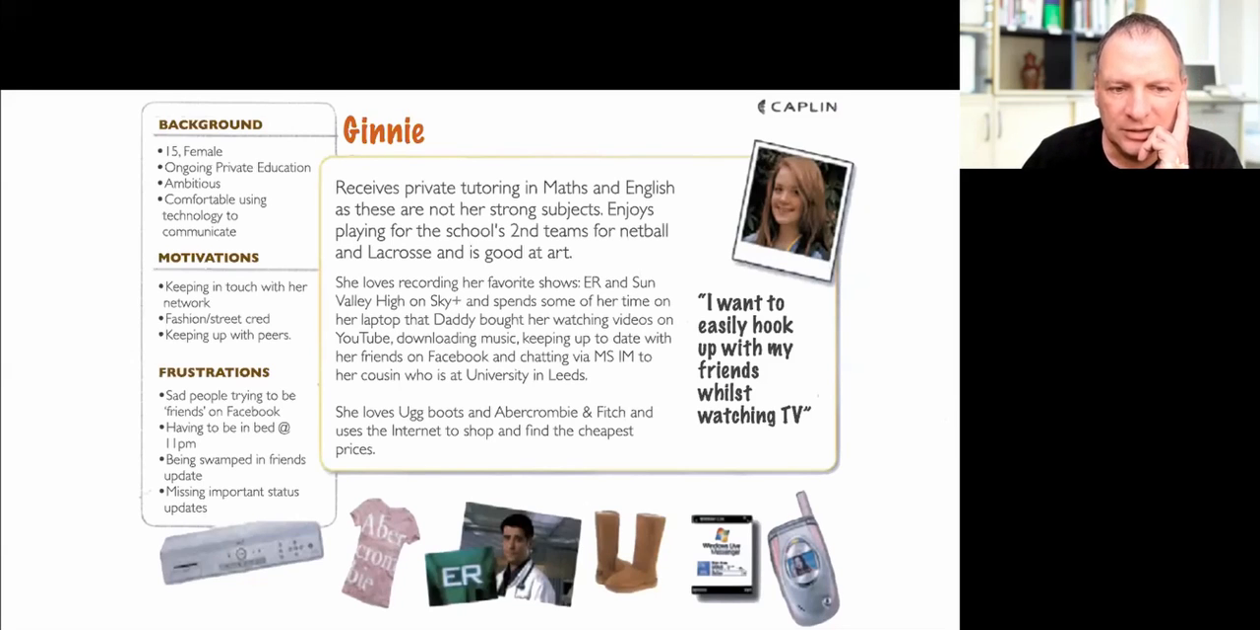And here was the short list on the left, and then in the middle you've got a little more detail on it. What she does: enjoys playing some kind of sport, is good at art, loves recording her favorite shows, and so on. Spends some time on the laptop that Daddy bought her, watching videos on YouTube, downloading music, and so on. And has some fashion preferences. And there's even a quote and a picture, right? All of these are fictitious, but overall, you now have a picture of a person.